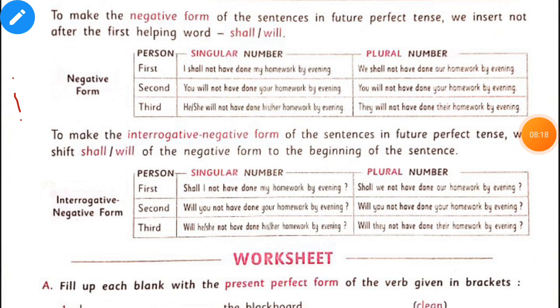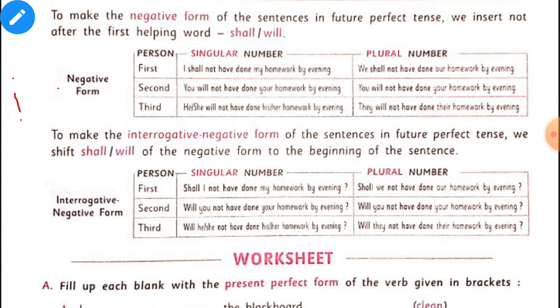Now let's understand the negative form. Children, in the negative form of the future perfect tense, we insert not after the first helping word shall or will. The negative form will be like this: I shall not have done my homework. With the second person, you will not have done, and with the third person, she will not have done. Not is inserted between shall or will and have.